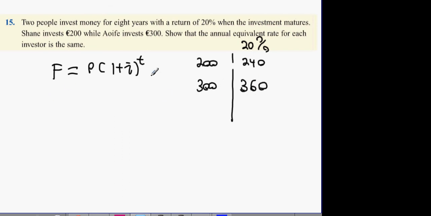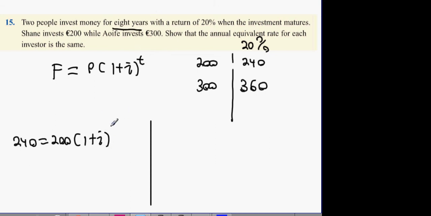Okay, now that you have that done, we can put it into two separate questions. The first question is your final amount is 240, your principal is 200, and it's 1 plus i to the power of t. The power of t is going to be the power of 8. The second part of that question is going to be 360 equals 300 times 1 plus i to the power of 8.